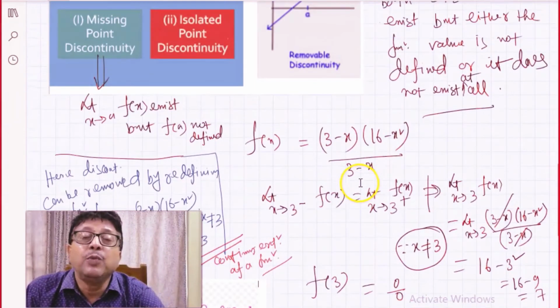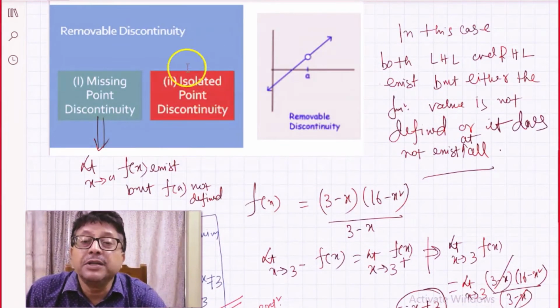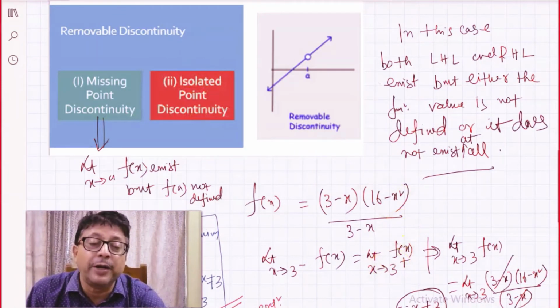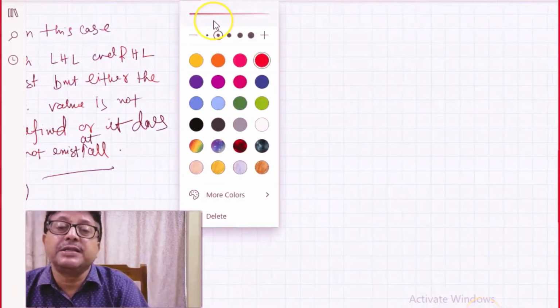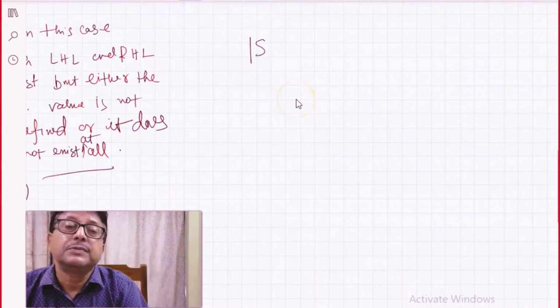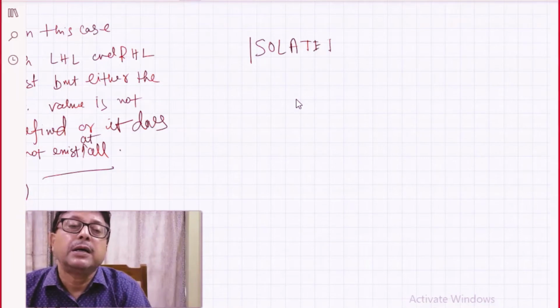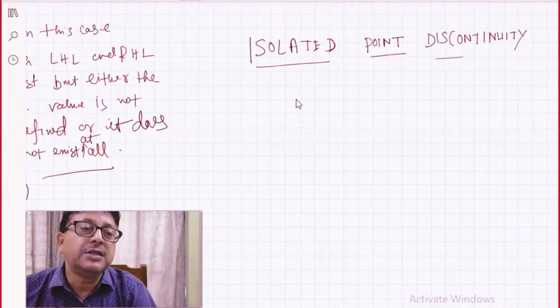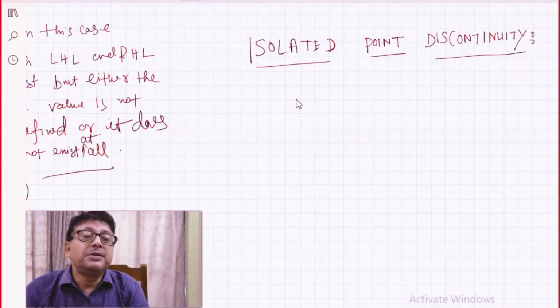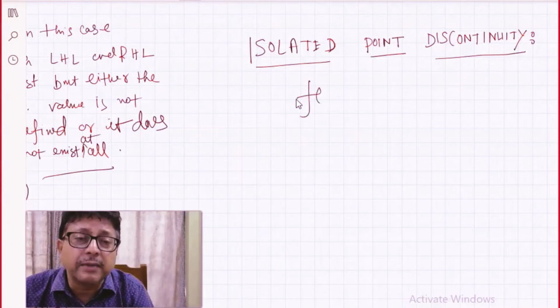But let me do one thing first, that removable discontinuity of second kind, that is called isolated point discontinuity. What happens in isolated point discontinuity? Let's see. This is isolated point discontinuity. What is that? Isolated point discontinuity. Here, in isolated point discontinuity, just let me give you one example first.